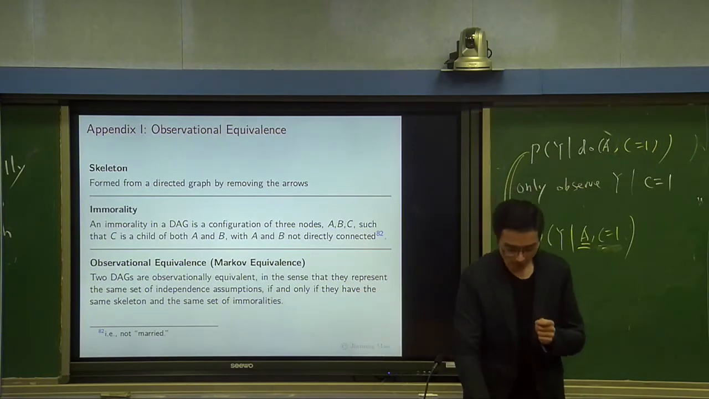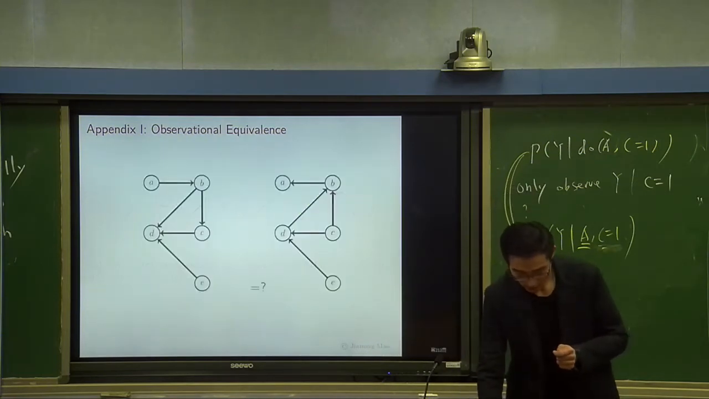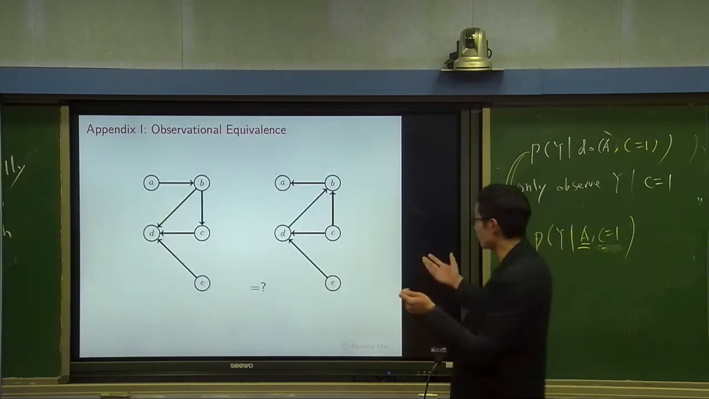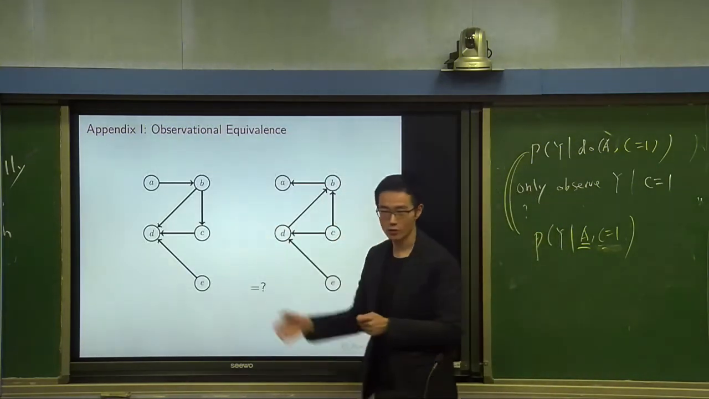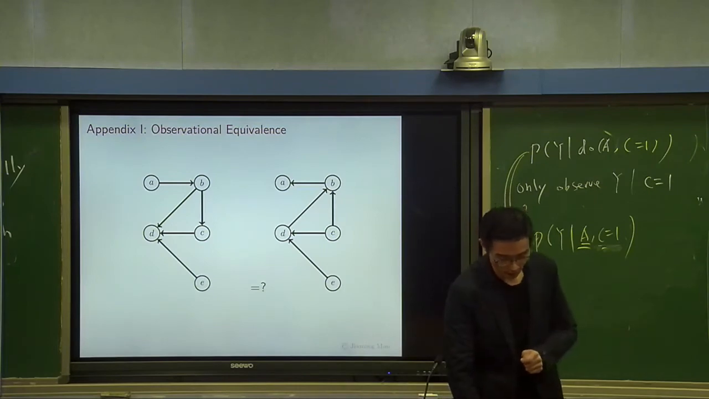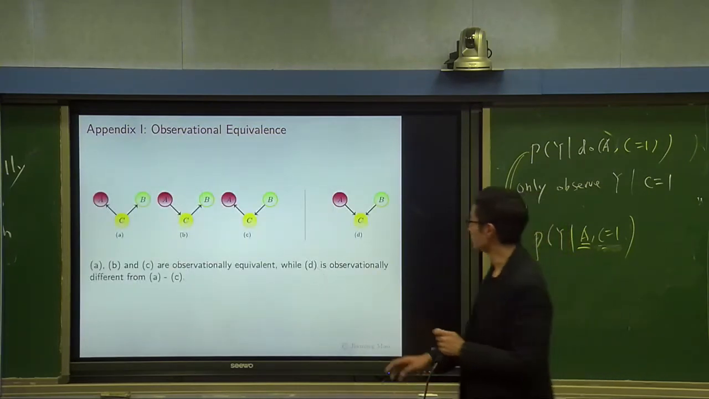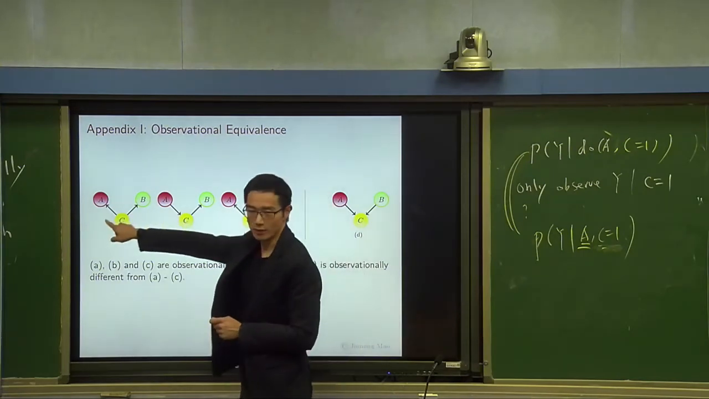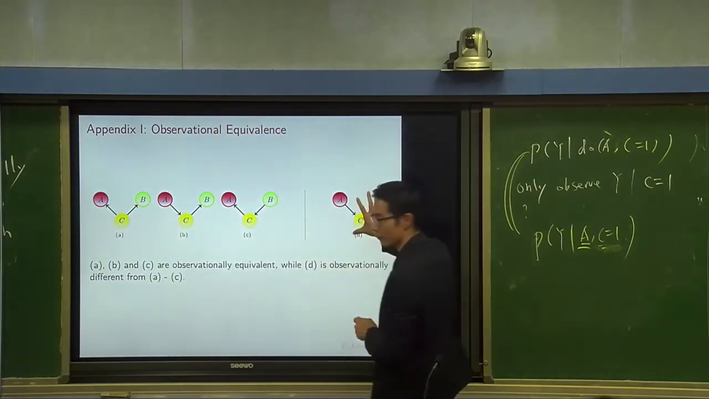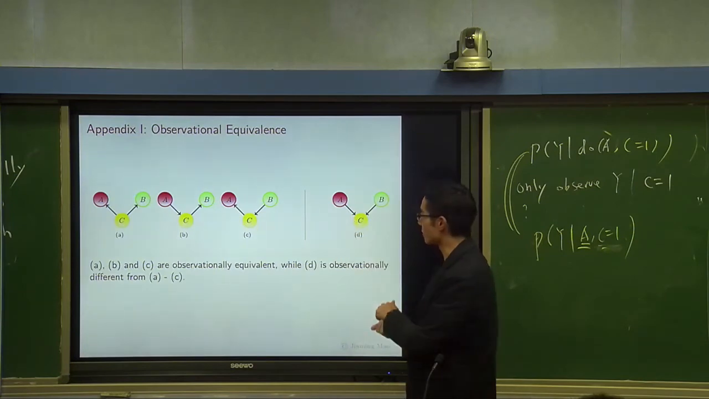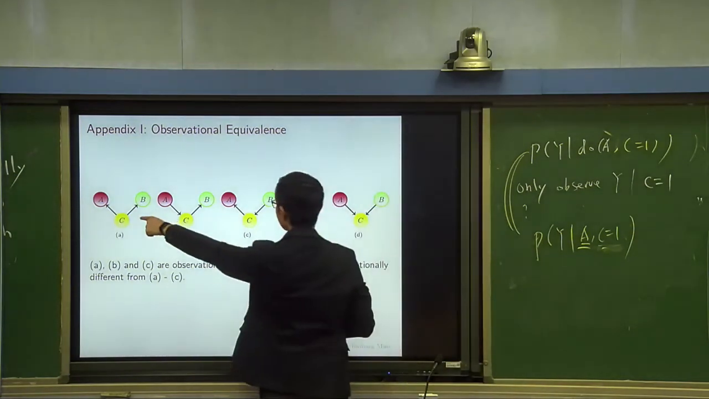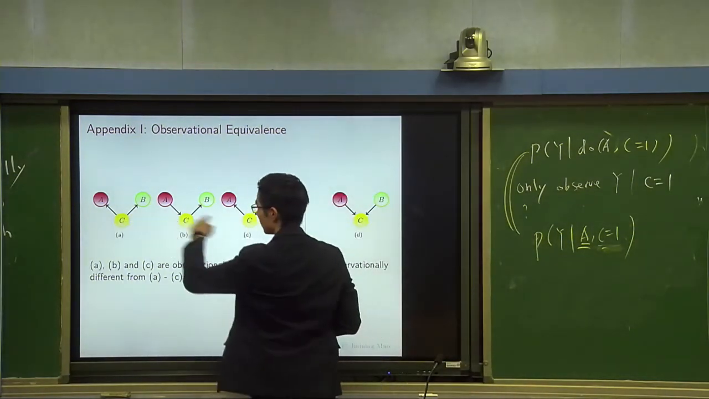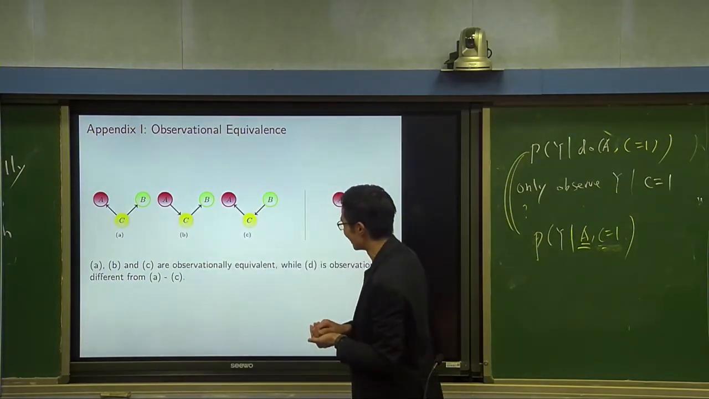Right. Now in that case, right, so this is, sorry, this is an example, okay? Are they observationally equivalent? You can think about it yourself, but in this case, A, B, C are observationally equivalent. They're all observationally equivalent, but this one is different. Maybe you can see immediately why. First of all, these three have the same sort of immorality.